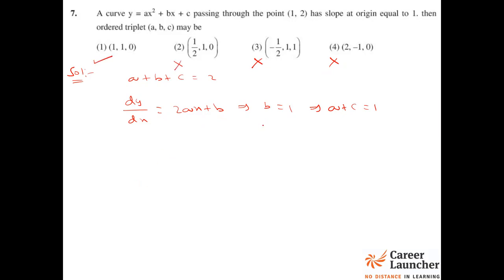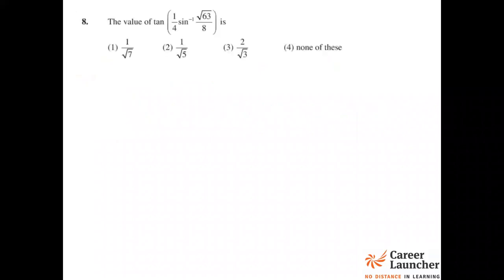Just by getting the value of b and substituting, we get a plus c is equal to 1. So from there itself, you can say that option 1 will be the answer. The remaining options cannot be the answer. Right? Next, see the next one.